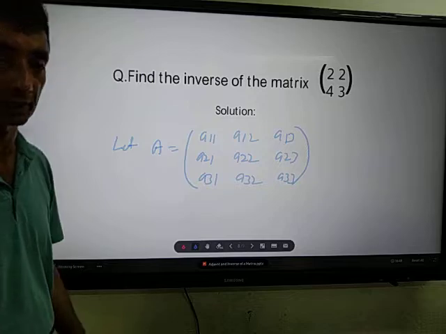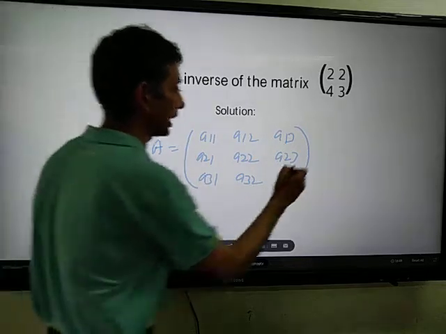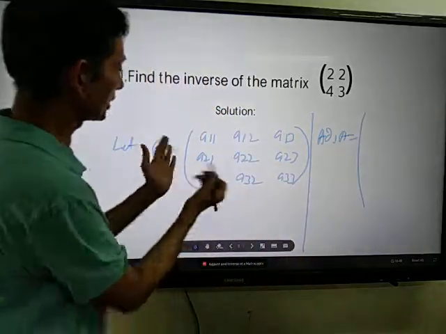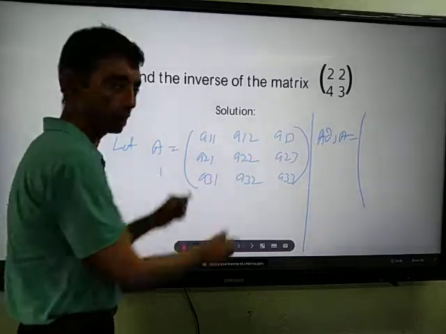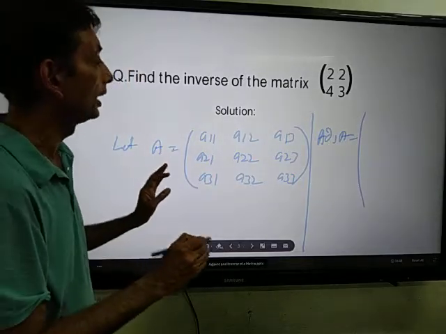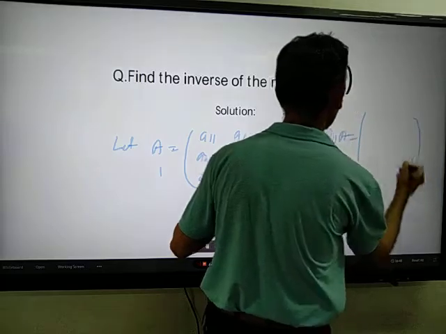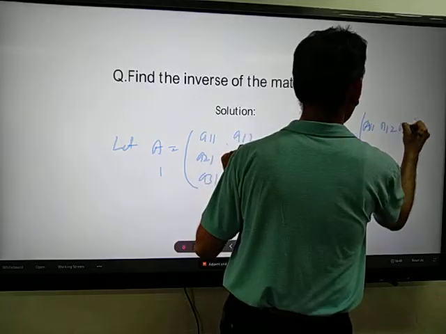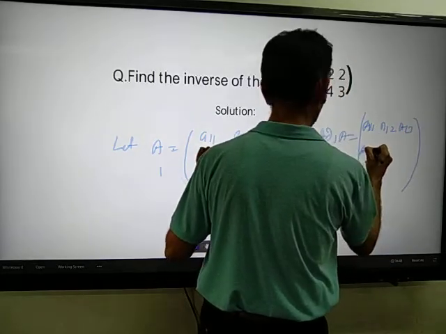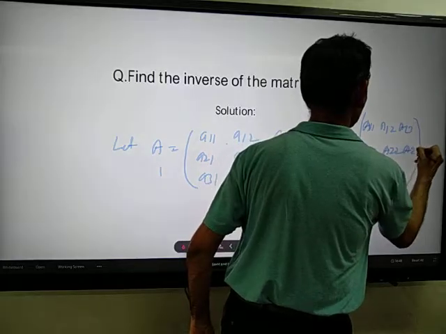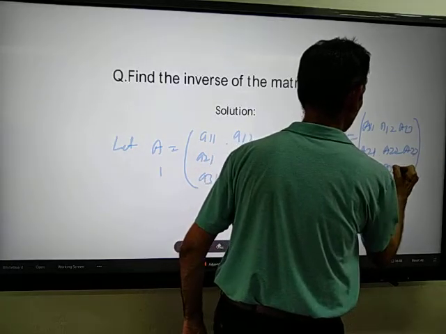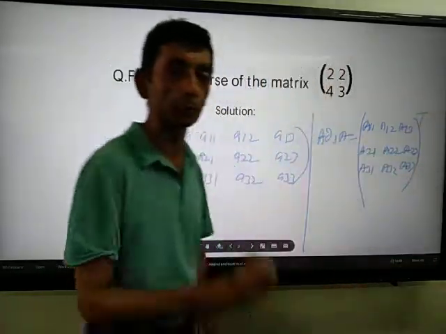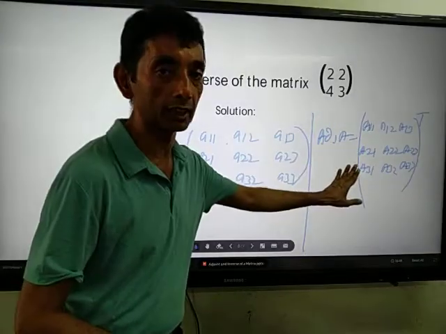After calculation of the cofactors, you need to write the adjoint. Of course, it will take some time to calculate the cofactors of the 9 elements. Correctly calculate the 9 element cofactors, then write them in matrix form like A11, A12, A13, A21, A22, A23, A31, A32, A33. Write all 9 cofactors, then you take the transpose. The moment you take the transpose, you will get the adjoint of A.